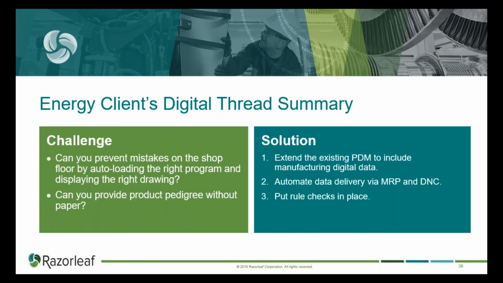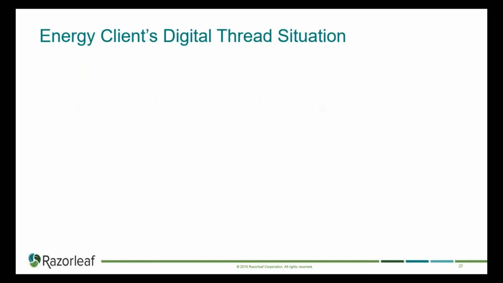And the solution ended up being extending the PDM to put manufacturing data in it, automating data delivery by actually working with a couple of other systems they had, and then putting rule checks in place, because that was the last key part about preventing the mistakes. So that's what they did. Let's take a look at how that looked.